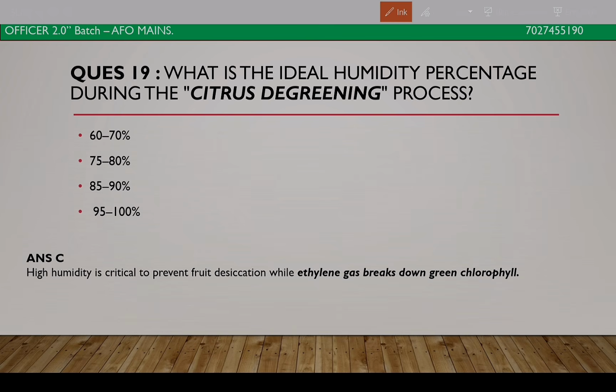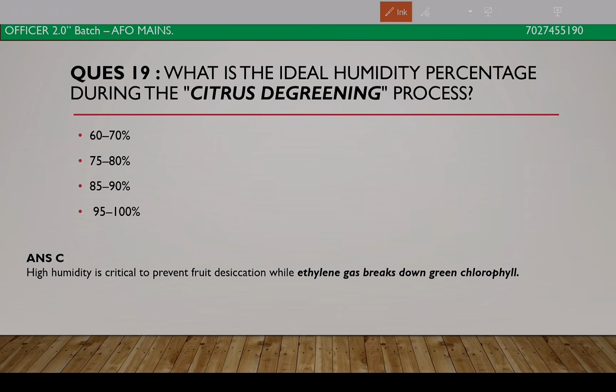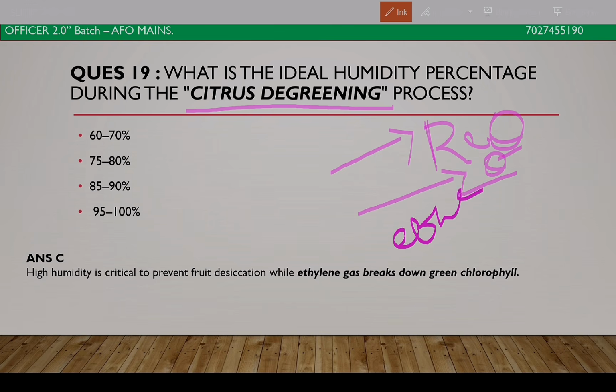Citrus degreening. Degreening of citrus. The next question is citrus degreening. Degreening of citrus means the process by which we reduce the green color from the surface. Means the process by which the color of citrus changes to its original color, means the orange color from green. In this case, we generally apply ethylene. Okay. But what must be the humidity during this process? The humidity must be 85 to 90. This is the ideal percentage of humidity in case of degreening.